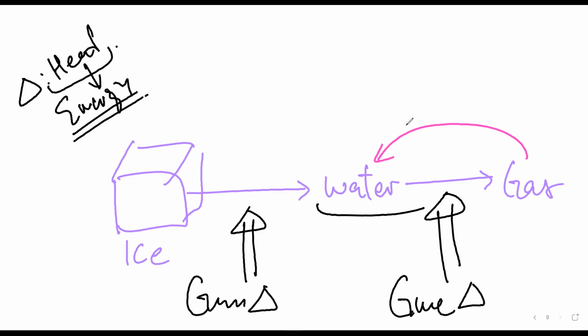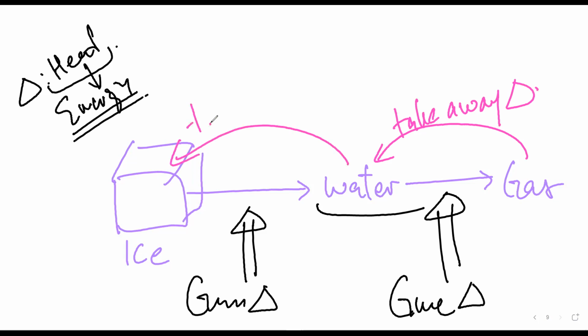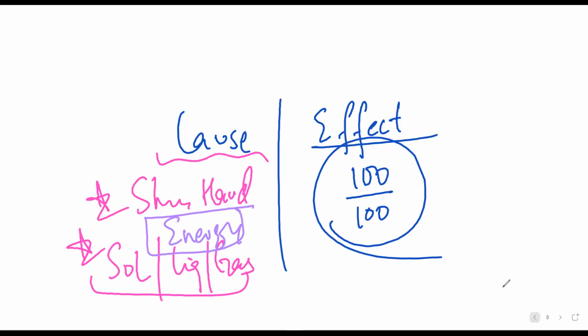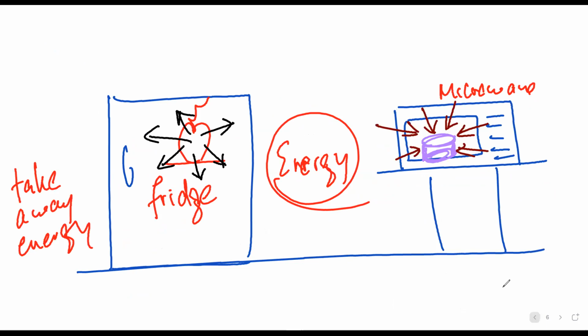We will take away its heat. Shabash, shabash, shabash. Take away energy. I want to convert water into ice. Take away its heat. Mr. Ariman, any doubt? No doubt, sir.